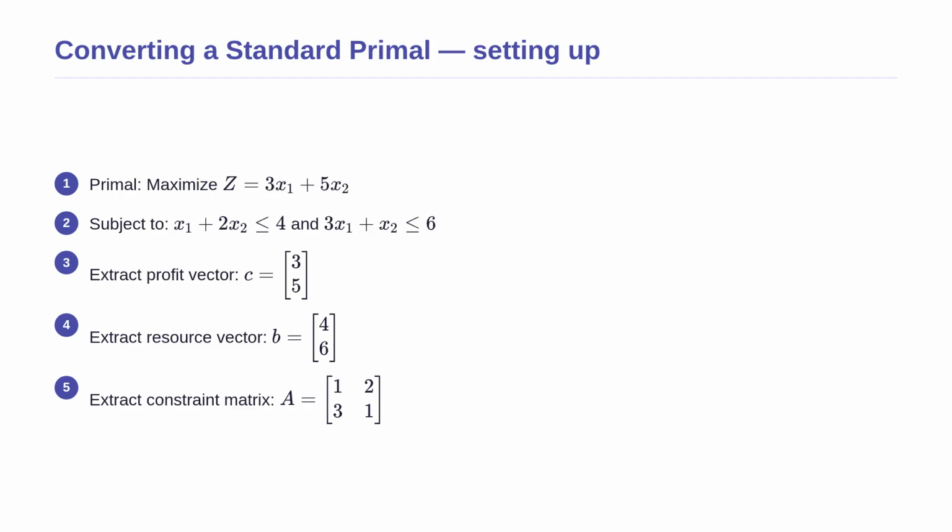We are given a primal problem, where we want to maximize an objective function based on two variables, subject to two constraints. Our strategy is to extract the mathematical components first and then apply the mapping rules to build the dual. We start by identifying the profit vector C, which holds the coefficients 3 and 5 from the primal objective function. Next, we identify the resource vector B, holding the constants 4 and 6 from the right-hand side of the constraints. Finally, we extract the constraint matrix A from the coefficients of the variables in the primal constraints.